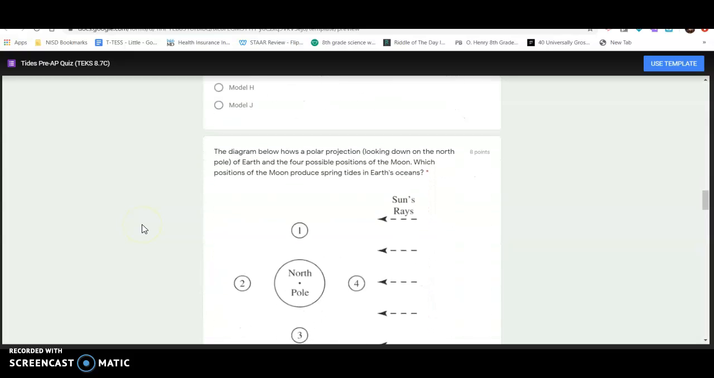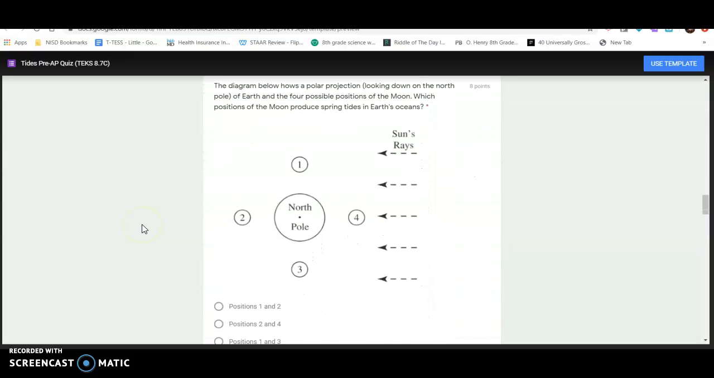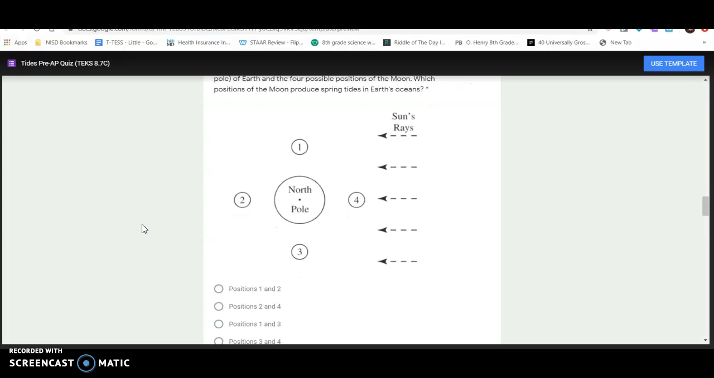Okay, next question. The diagram below shows a polar projection looking down on the North Pole of Earth and the four possible positions of the moon. Which positions of the moon produce spring tides in Earth's oceans? Am I going to see spring tides at positions 1 and 2, positions 2 and 4, positions 1 and 3, or positions 3 and 4?